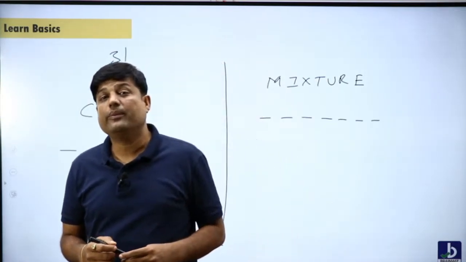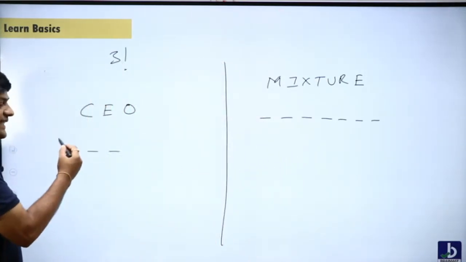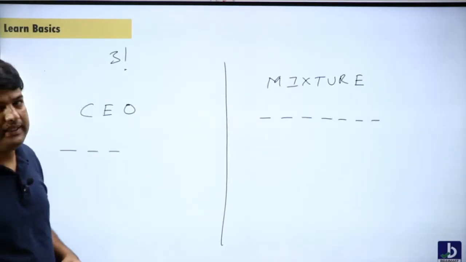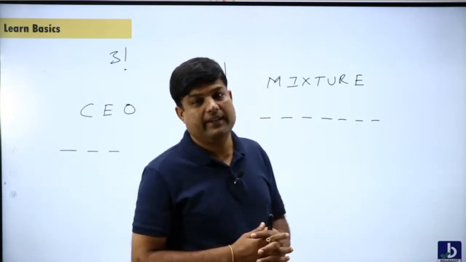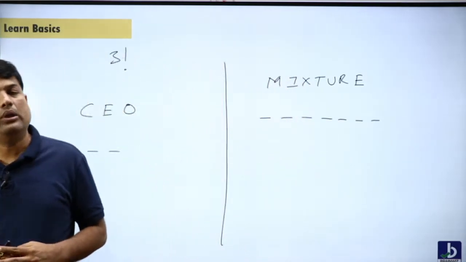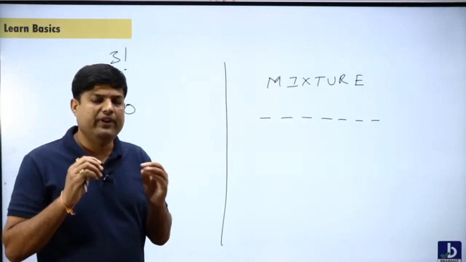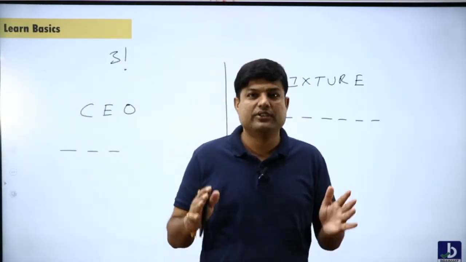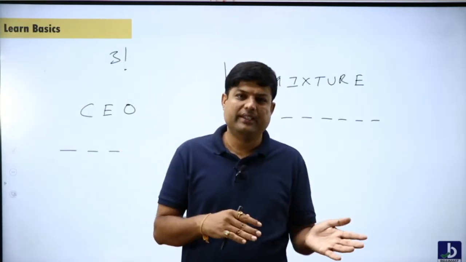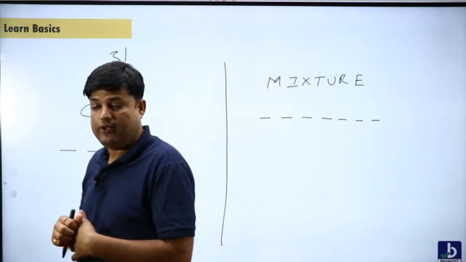So 3 factorial means how many cases? 6 cases. CEO, EOC, OEC, like this we will write 6. But my question is, vowels are always together. Students, vowels are always together. Yes, people also will give you these kinds of questions very regularly. Vowels are together, vowels are not together, boys sit together, boys do not sit together, these people are together, not together. So these kinds of conditions are very commonly given to you.